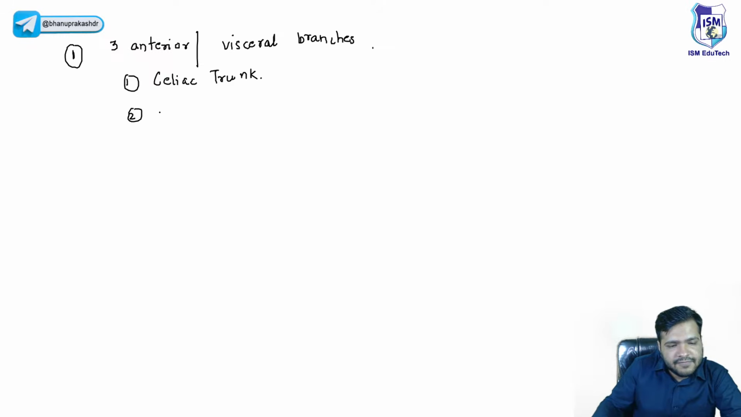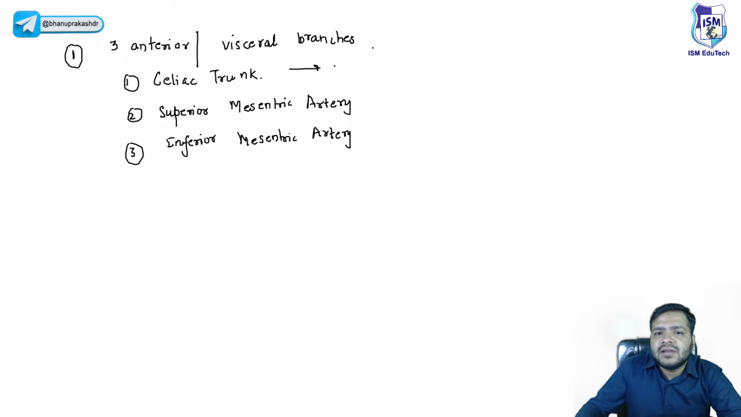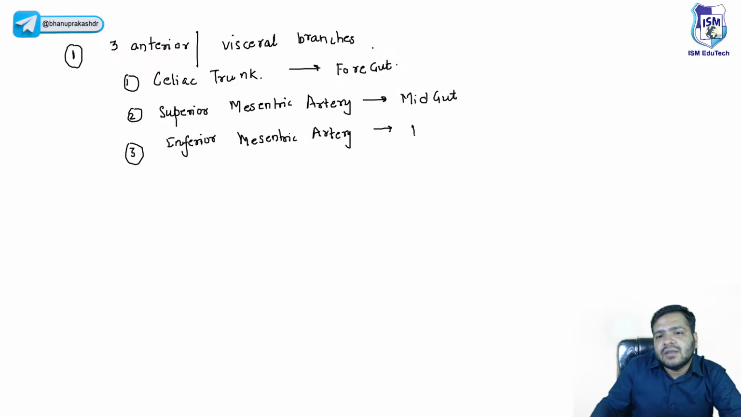Okay. Then we have the superior mesenteric artery. And the third one, we have the inferior mesenteric artery. Now, the celiac trunk basically supplies the foregut. The superior mesenteric artery supplies the midgut, and the inferior mesenteric artery supplies the hindgut.